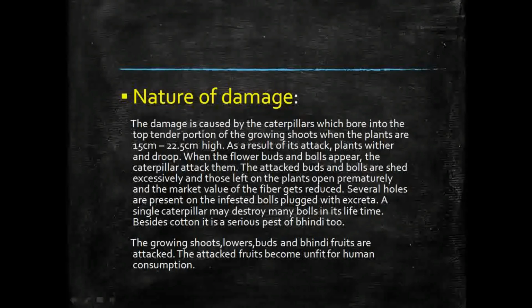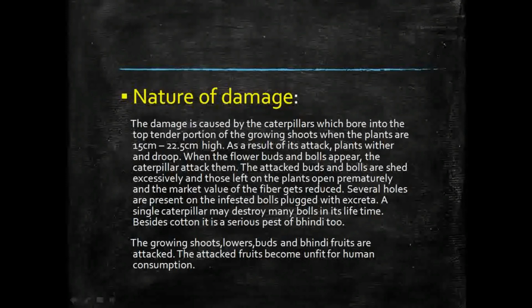When the flower buds and balls appear, the caterpillar attacks them. The attacked buds and balls, buds meaning smaller flowers and balls being the fruits, shed excessively, and if they are left on the plants, they open prematurely. So if this is attacked by the cotton bollworm, then even though it is left on the plants, it opens prematurely, and because of this, the market value of the cotton fiber gets reduced.